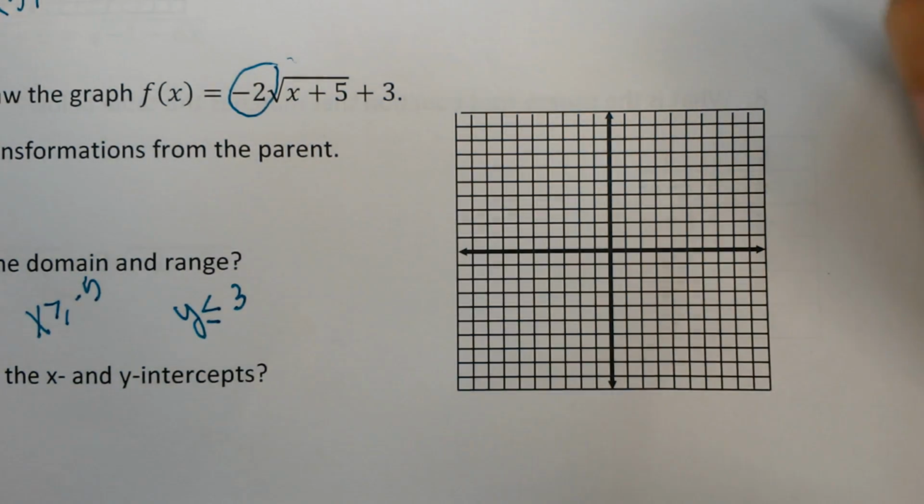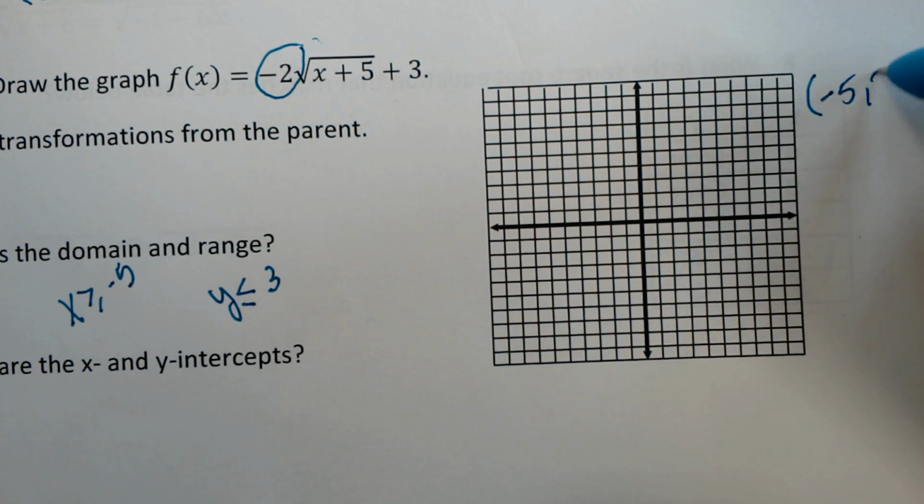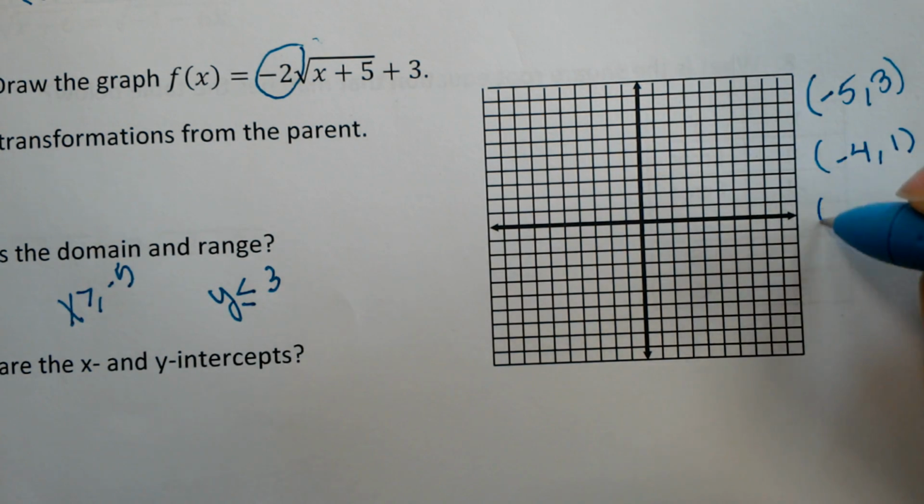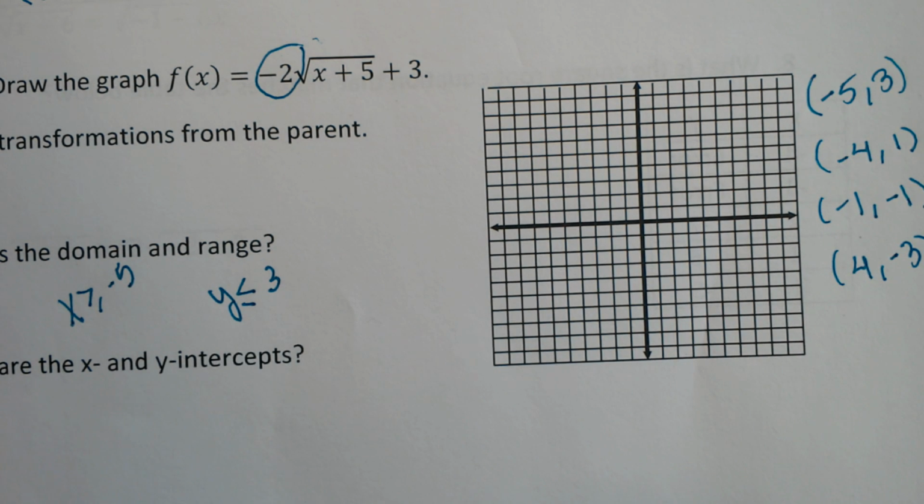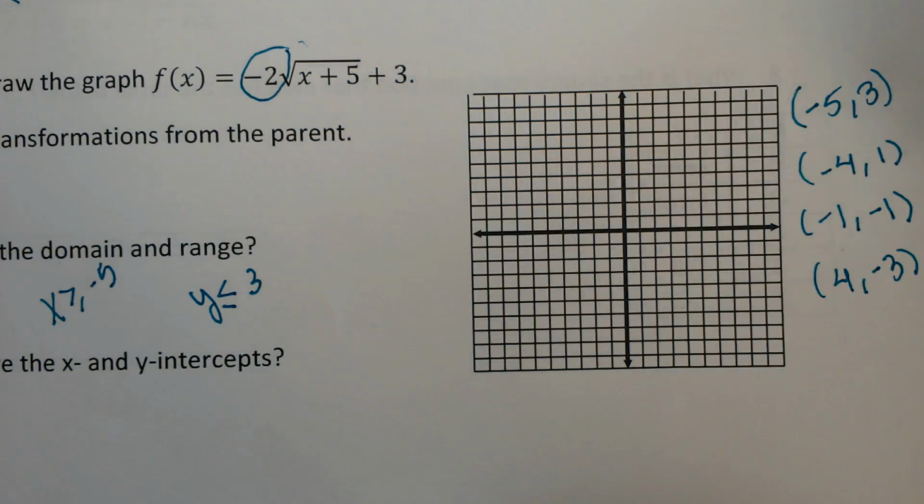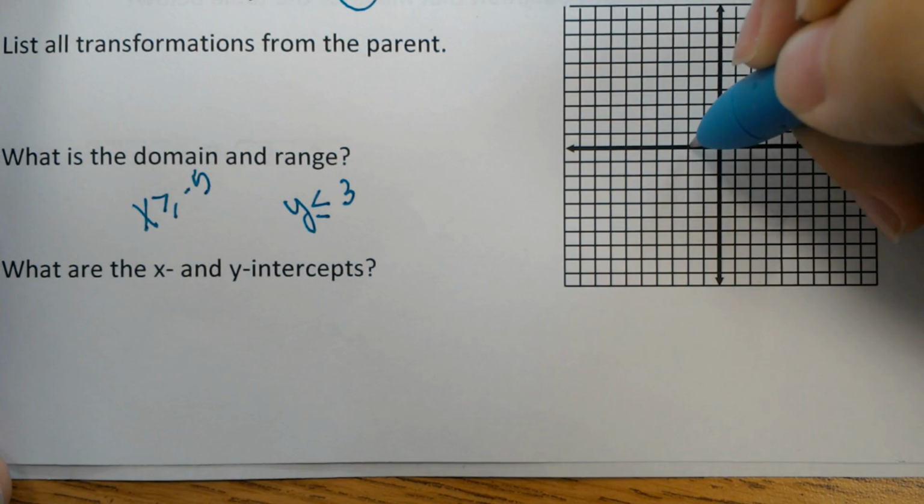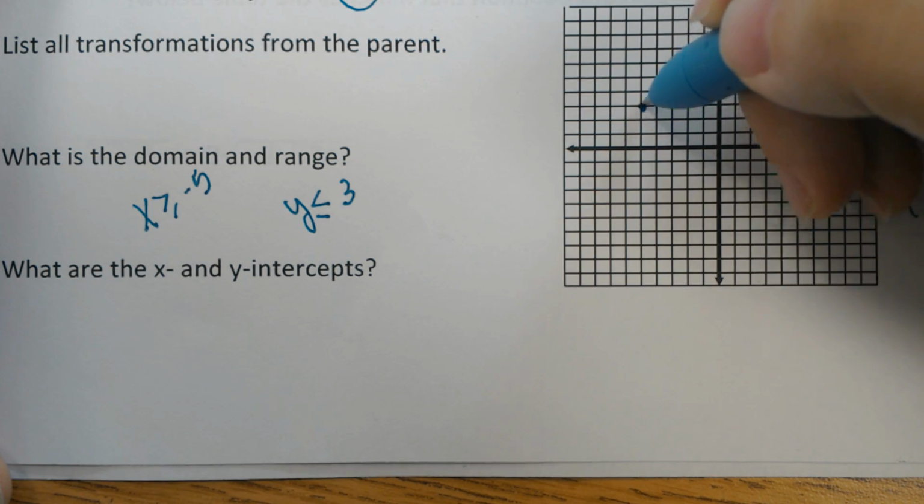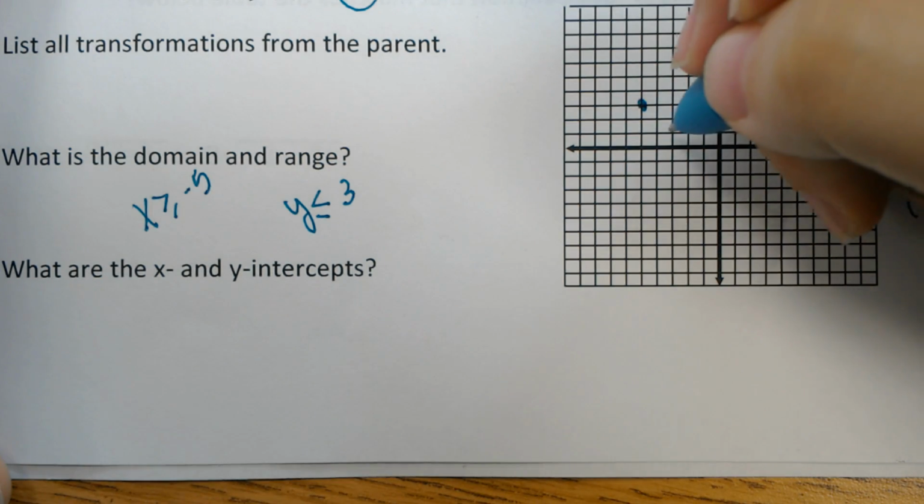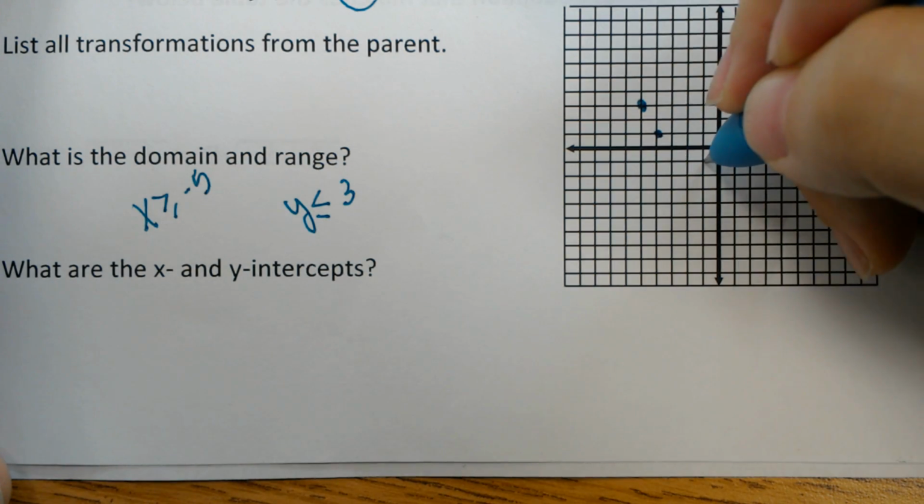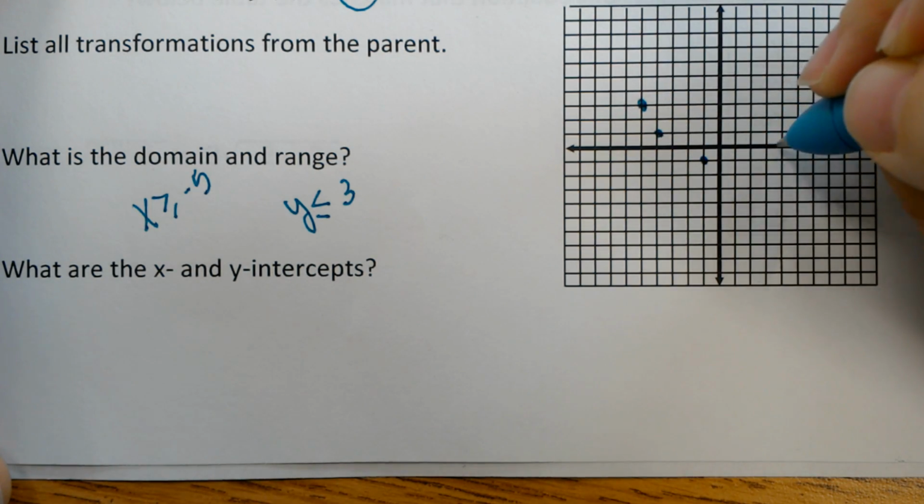And from the table, I want to use points like -5, 3, -4, 1, -1, -1, and 4, -3. That's about it. So that's enough points anyway. -5, 3, -4, 1, -1, -1, and 4, -3.